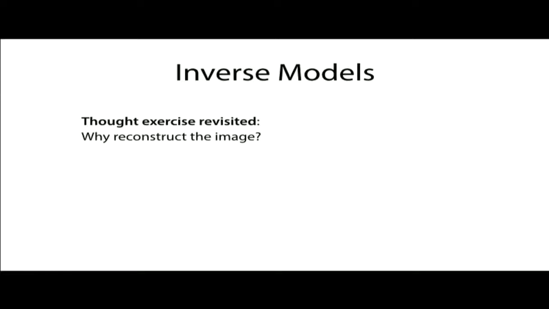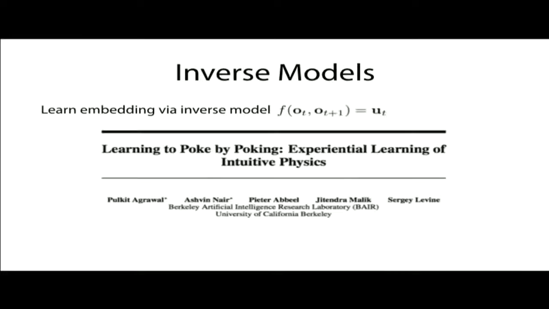learn more effectively. The key idea here is that instead of learning an embedding by predicting images, we're going to instead try and learn an embedding via an inverse model that is given the current observation and the next observation and tries to predict the action that was taken to get from that observation into the next observation. This is one form of supervision signal that we can use for learning.